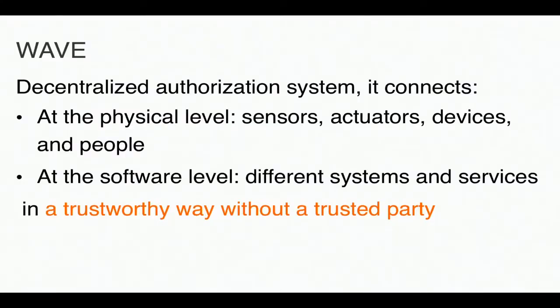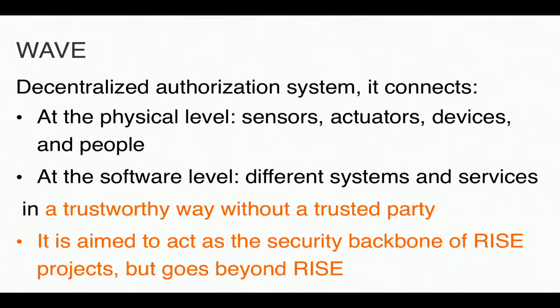You saw what Wave is about: a decentralized authorization system that connects people, devices, and systems together in a trustworthy way without relying on a central authority. It is aimed as a backbone for different rights systems, as a way to have authorization from, let's say, one system to another or within a system.